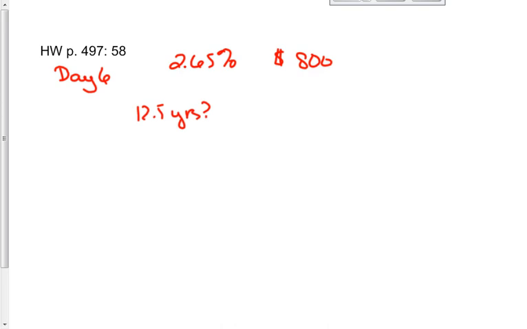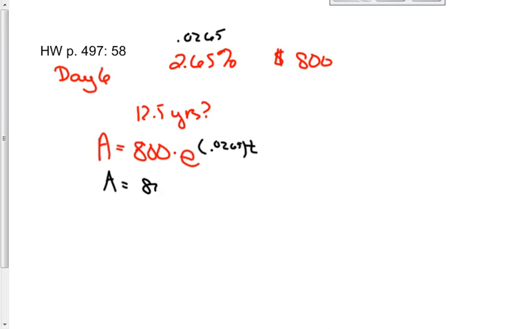In this phrase, you see the words compounded continuously. So again, that means you're going to have to use your PERT formula. A equals P. There's our $800. E raised to the 2.65%, 0.0265. Make sure you get your decimal move 2 spots. E raised to the 0.0265t. There's your model. And then when we solve, A equals 800, e raised to the 0.0265 times 12.5. Use your calculator, plug this in. 1114.16. Remember, never round your pennies up. And there should be your answer for question number 58.